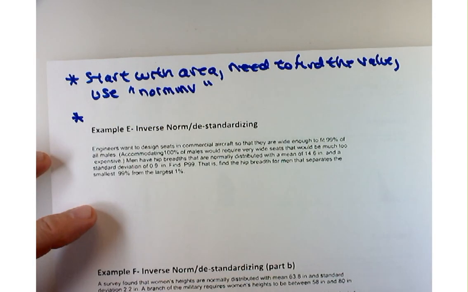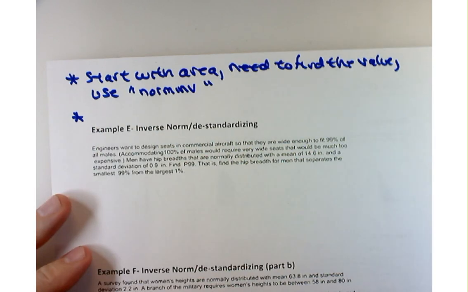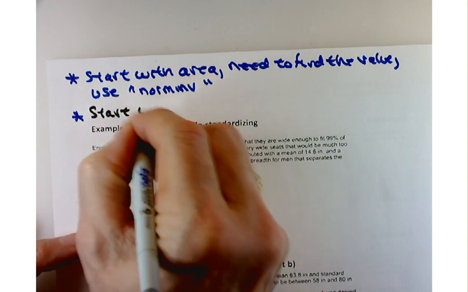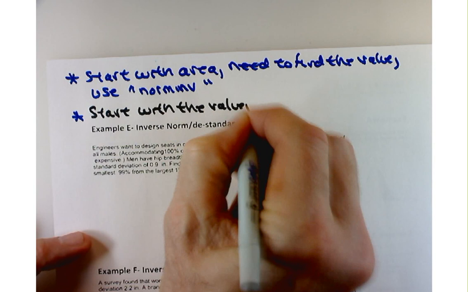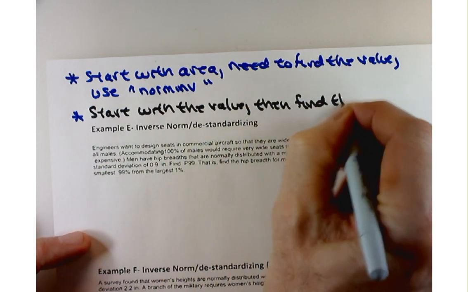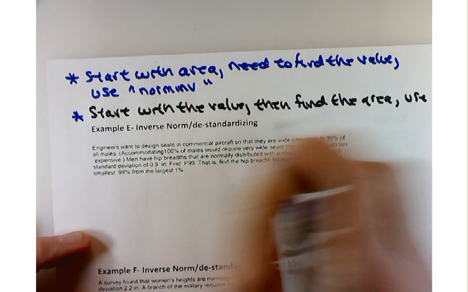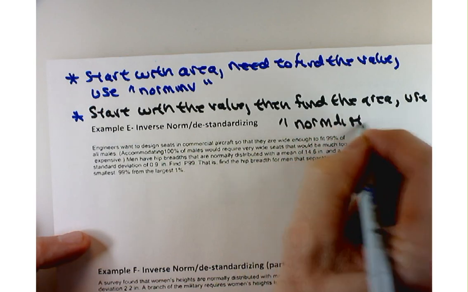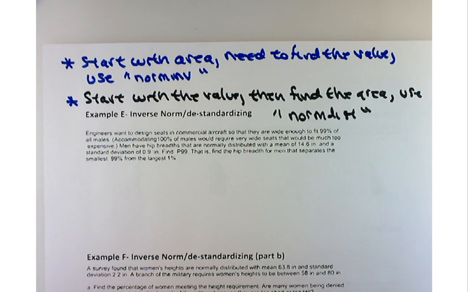If you start with the value and then you want to find the area, then we're going to flip things around. So start with the value, then find the area. Use which command? Norm distribution.